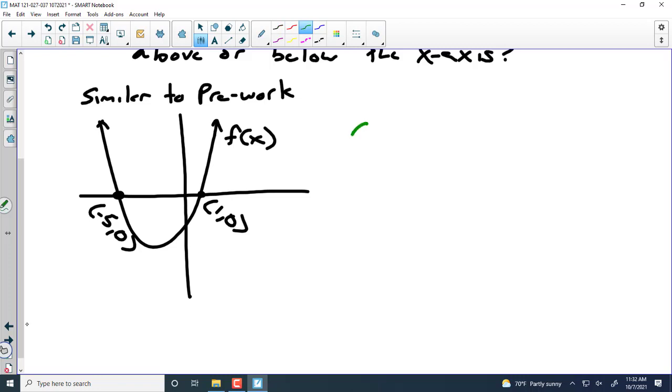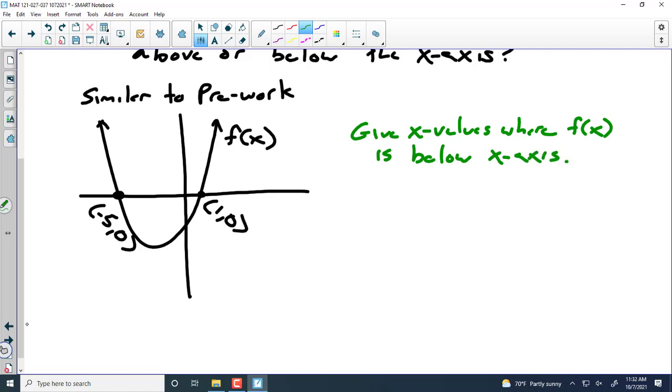So if someone said to me, give the x values where f of x is below the x-axis, then I just look at the graph and I say, look, there's pieces of the graph above the x-axis, there's pieces of it below the x-axis. Where is it below? Right here. And what two x values am I in between right there? Negative 5 and 1. So the answer to this is (-5, 1), like that. That's an interval, everyone, not an ordered pair.